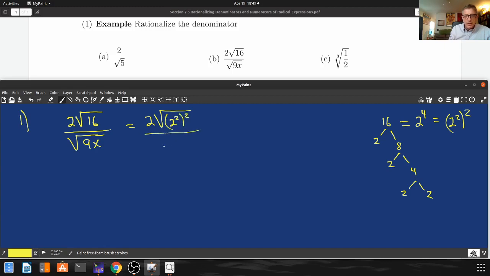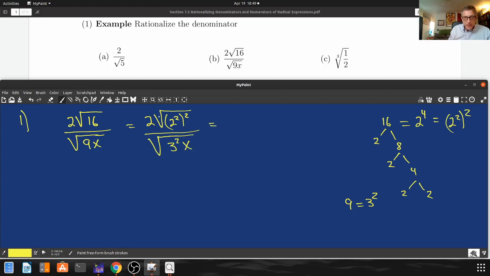So before I do anything else, I'm going to simplify as much as I can. And down here, let's just recall that 9 is equal to 3 squared. So that's 3 squared times x. So let's simplify as much as we can.